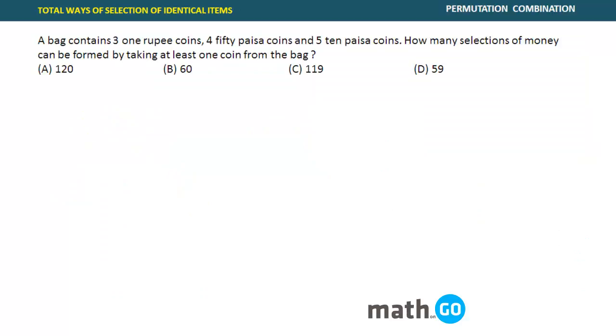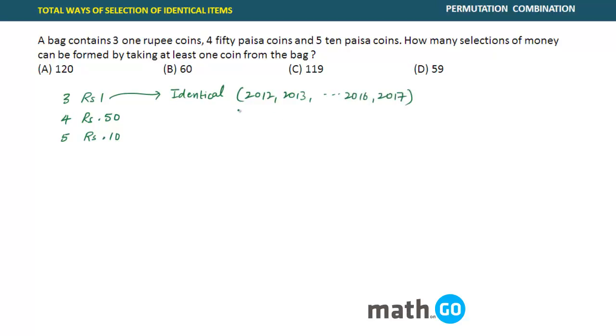So let us apply this in a particular problem. The problem says that a bag contains 3 one-rupee coins, 4 fifty-paisa coins, and 5 ten-paisa coins, right? Now you people tell me whether these are identical or not. All rupee 1 coins are identical because they have the same value, whether they were printed in 2012, 2013, 2016 or 2017. It doesn't matter because you will always say they have the face value of rupee 1. So all rupee 1 are identical, all 50 paisa are identical, and all 10 paisa are identical, right?